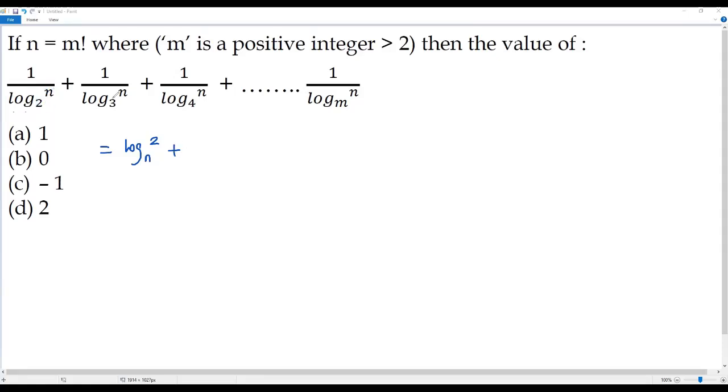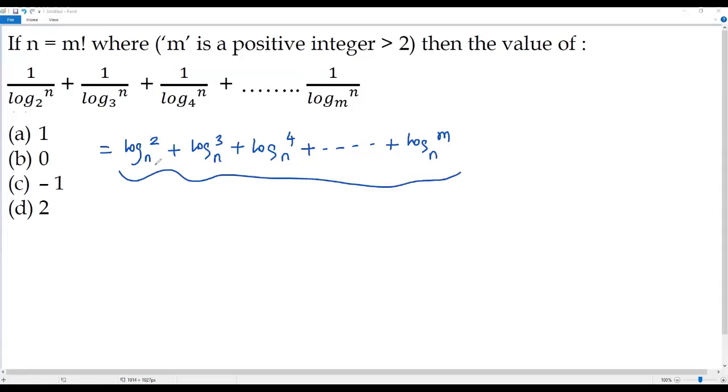The same thing I have to do for each term in the given series. When I move the logarithm n to the base 3 to the numerator and switch the base and argument, I'll get log 3 to the base n. The same happens for the third term, giving log 4 to the base n. And for the last term, I'll get log m to the base n. Here I'm adding more than 2 logarithms with the same base n.